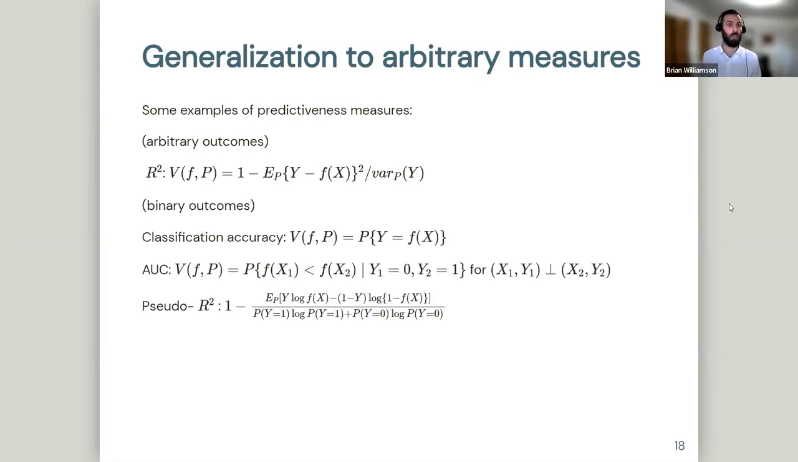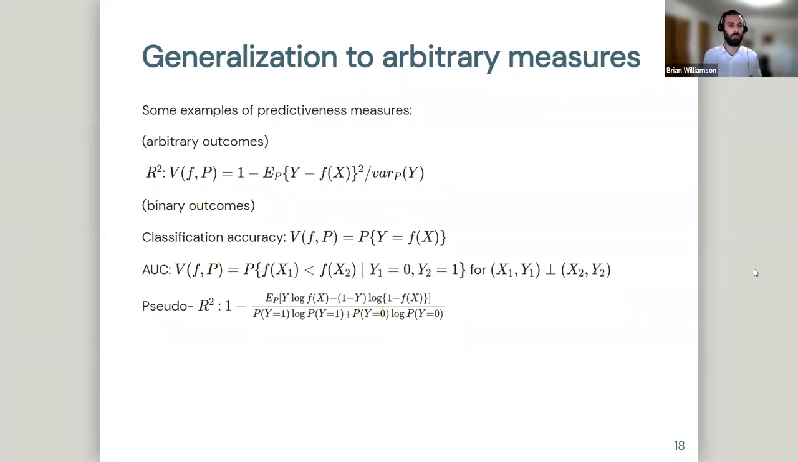But for binary outcomes, we can think about a bunch of different ways to measure predictiveness. The first is classification accuracy, where the predictiveness measure is the probability that my predictions are equal to the outcome values. Then there is the area under the receiver operating characteristic curve, or AUC, where I'm measuring the probability that I can order the predictions correctly. So for two independent observations, one being a case and the other a control, I get the correct ordering. And then I can define something I'm calling pseudo R squared, which is a binary outcome version of R squared that looks at a Kullback-Leibler type information gain from including the variables I'm interested in.